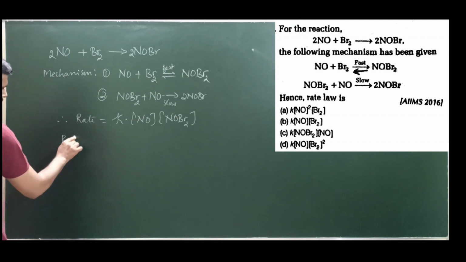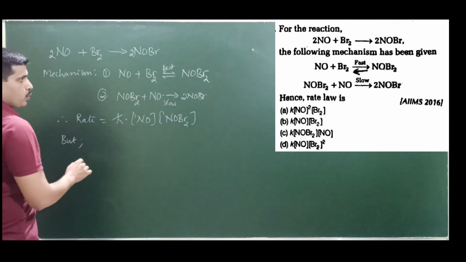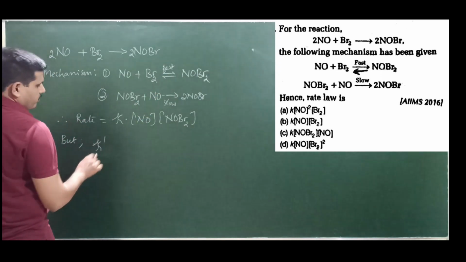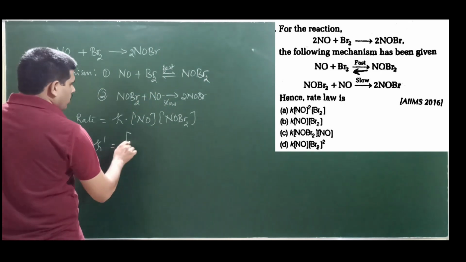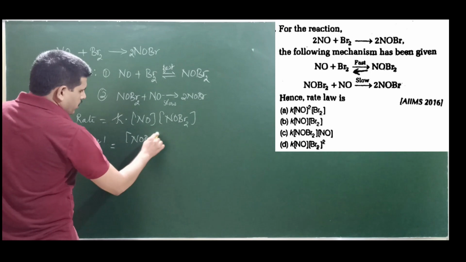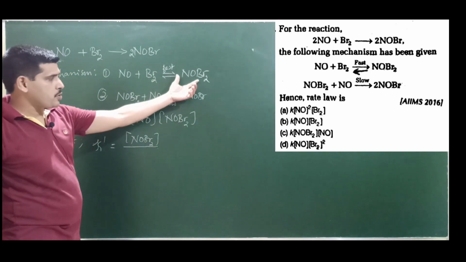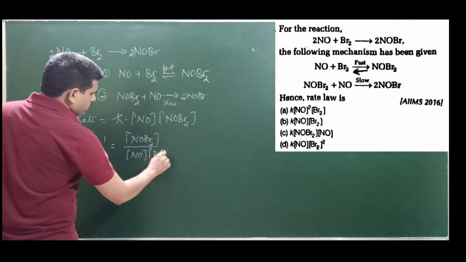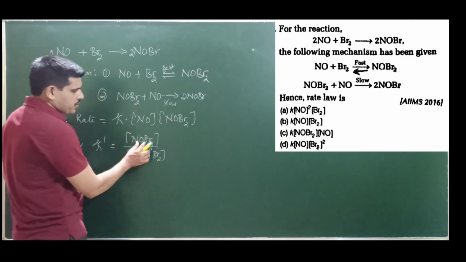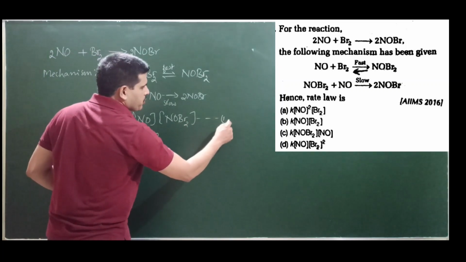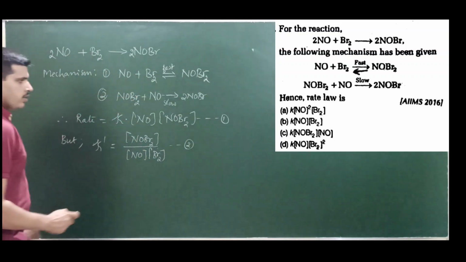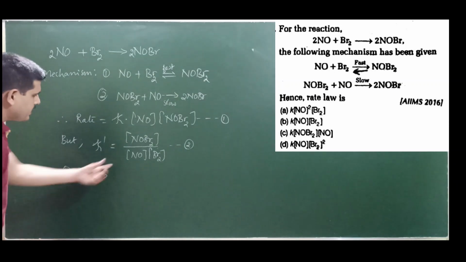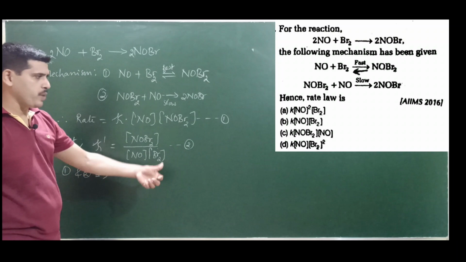Concentration of NOBr2 we have to find out. For that, the equilibrium concept will apply. I'll write K dash as the equilibrium constant, which is equal to concentration of NOBr2 divided by the product of concentrations of the reactants, concentration of NO into concentration of Br2. So our intention is to substitute for NOBr2 here. Let me take this as equation 1 and this is equation 2. So 1 and 2 imply NOBr2 equals K dash into NO into Br2.